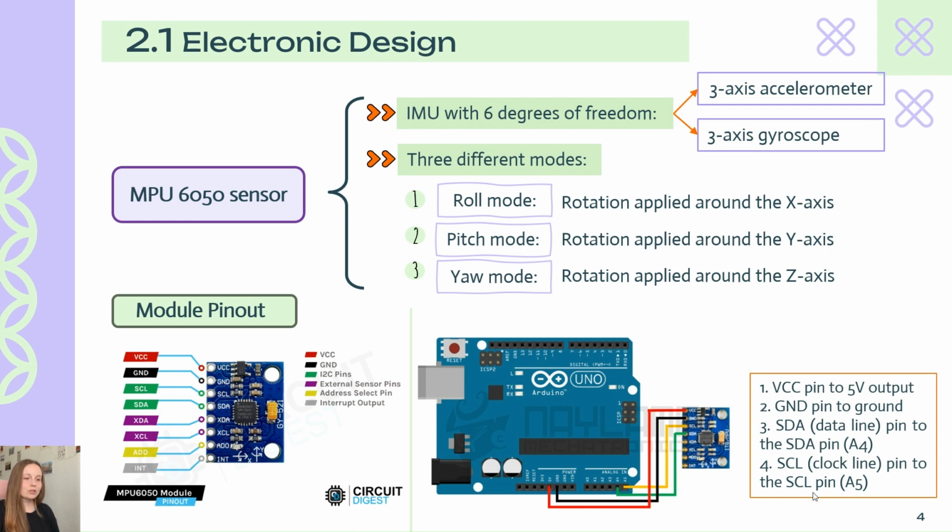Regarding the sensor that we used, as I said, it was an MPU 6050. This is an IMU with 6 degrees of freedom that integrates a 3-axis accelerometer and a 3-axis gyroscope. Based on which angle the angular rotation is applied, we have three different modes: roll, pitch, and yaw. In the first image, we can observe the pinout of the sensor, and in the second one, the connections necessary for interfacing the Arduino with the sensor.